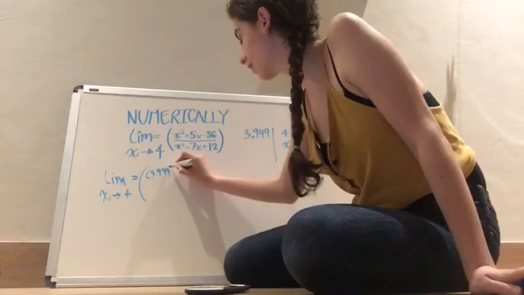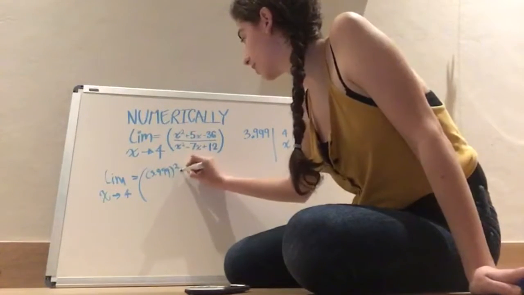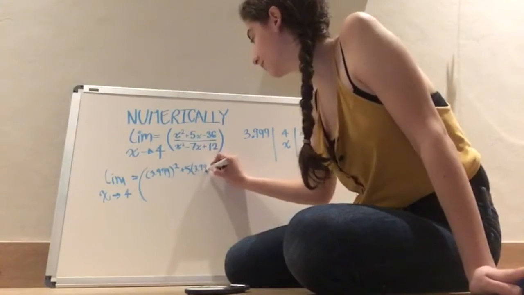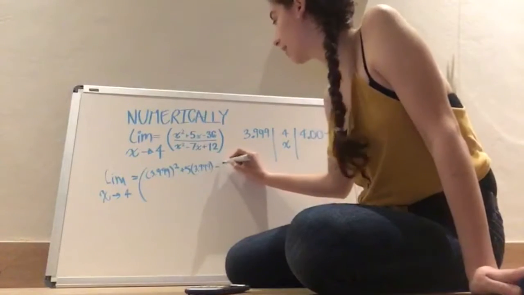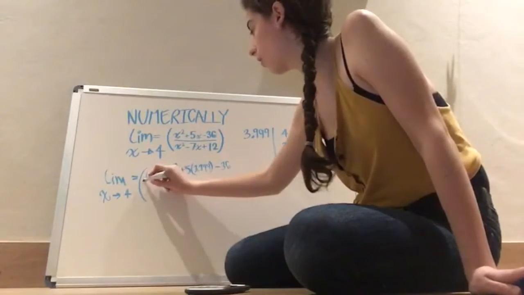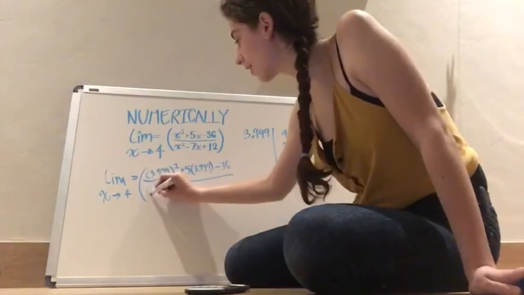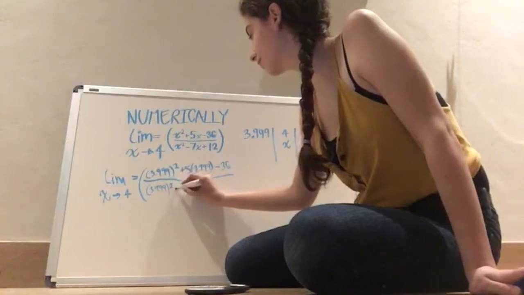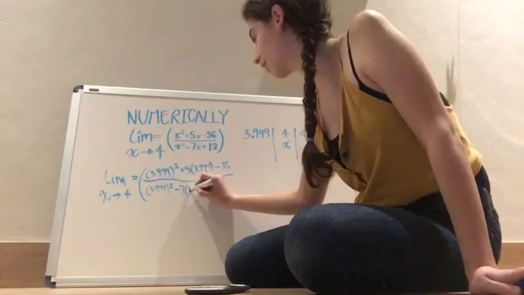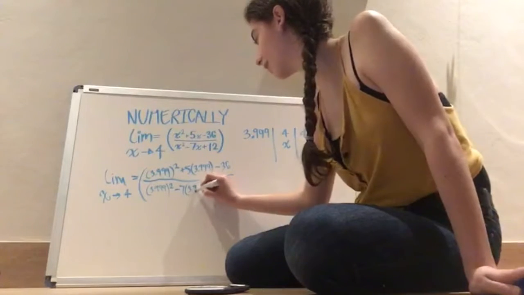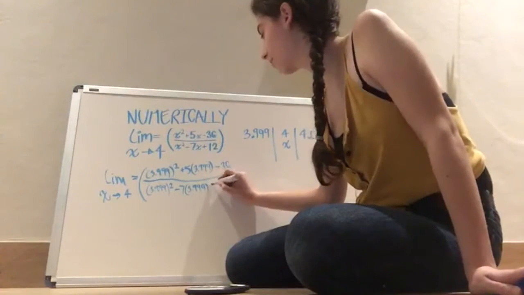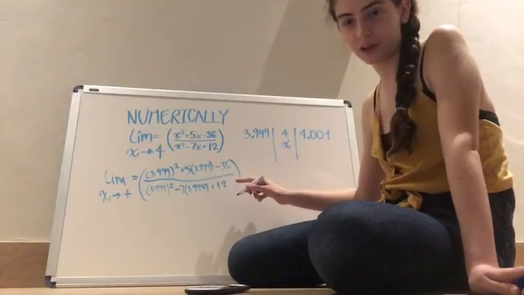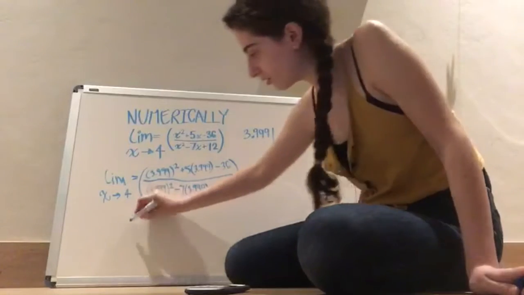3.999 squared plus 5 times 3.999 minus 36 over 3.999 squared minus 7 times 3.999 plus 12. Now we can plug this into the calculator to get our results for this limit.